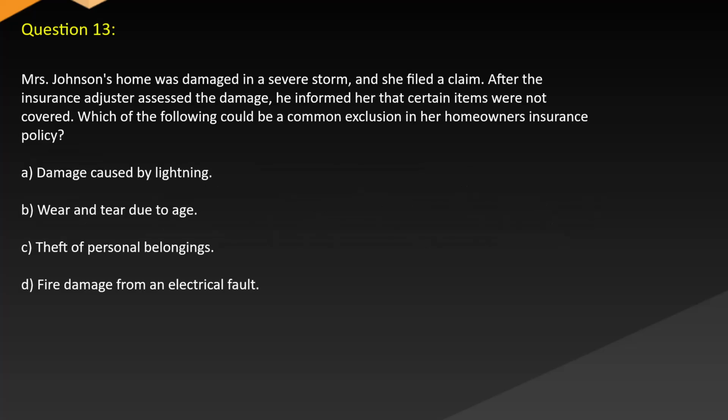Question 13. Mrs. Johnson's home was damaged in a severe storm and she filed a claim. After the insurance adjuster assessed the damage, he informed her that certain items were not covered. Which of the following could be a common exclusion in her homeowner's insurance policy? A. Damage caused by lightning. B. Wear and tear due to age. C. Theft of personal belongings. D. Fire damage from an electrical fault.